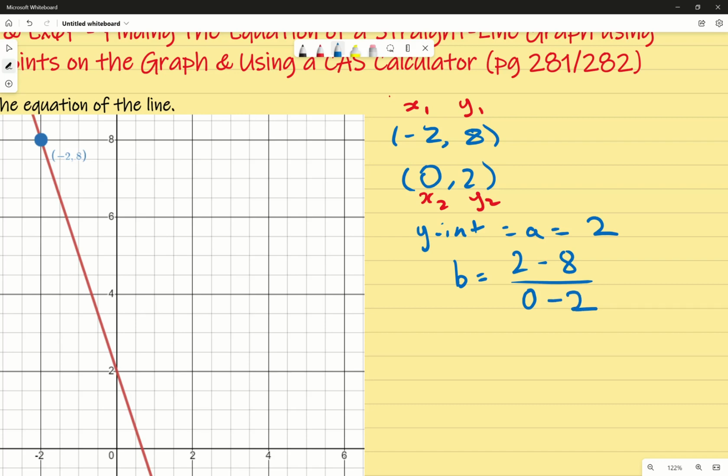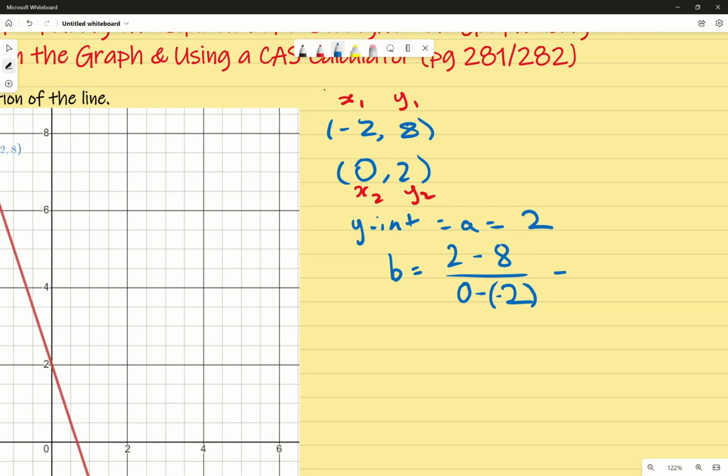So is that correct? Are we happy with that? It should be minus -2, or +2, but we'll work with that later. Which means 2 minus 8 gives us -6. Divided by +2, which means the answer is -3.